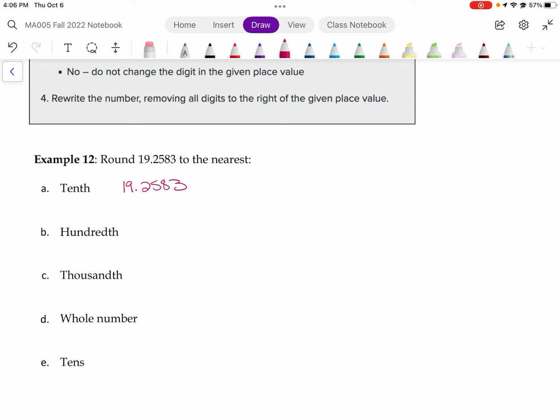Okay, so we've got 19.2583. We want to go to the tenths place. All right, so what is the 5 going to do to that? It's going to turn it into a 3 because it's a 5 or greater. So 19.3. All right, the next one, 19.2583, hundredths place. So that is this place value. What is this one going to do? Well, it's bigger than 5, so it's going to round this up to a 6. And we get 19.26.